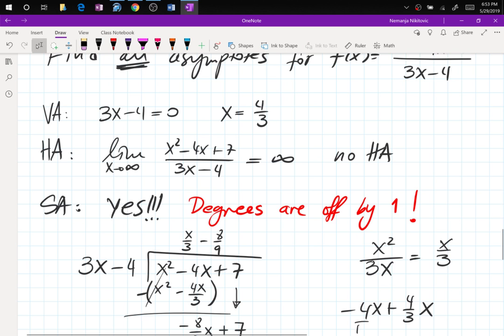So this is the only kind of equation where there will be one value that will have to be counted out of the domain. That's for the vertical asymptote, 4/3. 4/3 has to be thrown out of the domain.